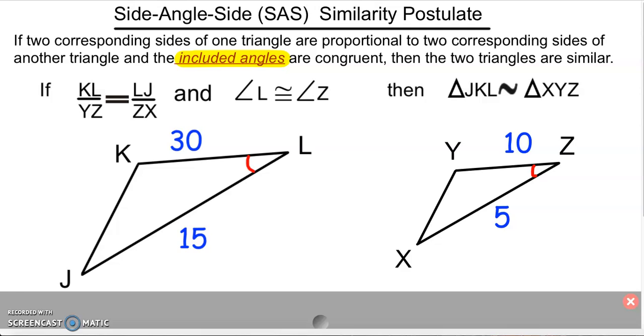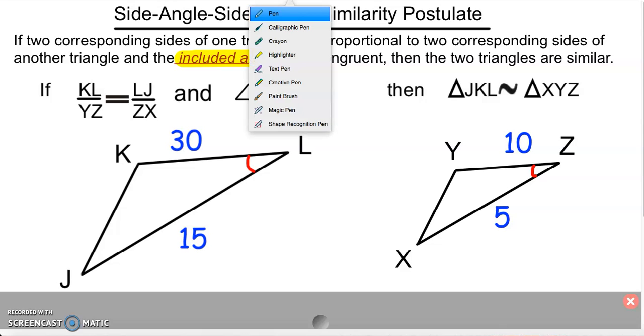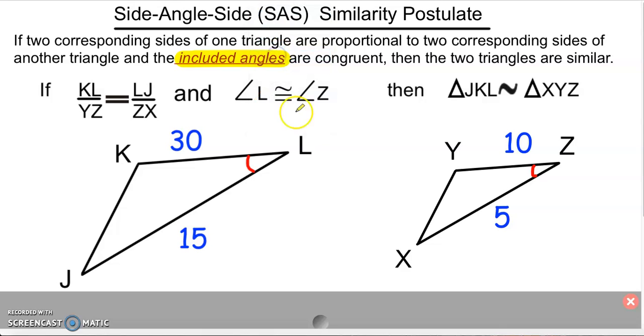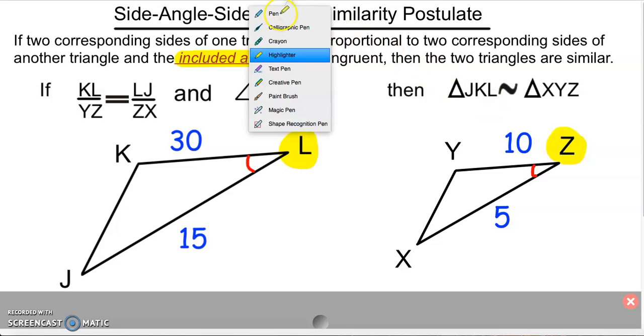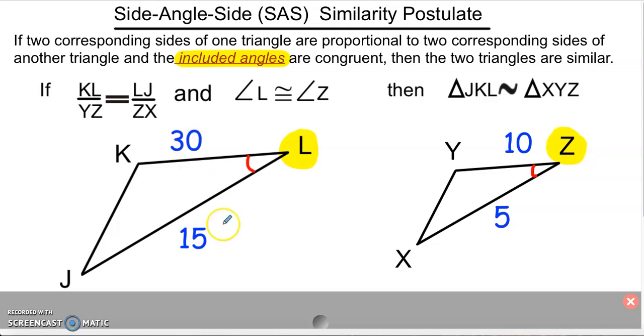All right, so now here is the side, angle, side shortcut. In this case, if I have two sides that are proportional with each other and an angle included between the proportional sides, then I'm going to have similar triangles. So in this case, I've marked angle L and angle Z congruent to each other, and then I need to check the sides around that to see if they're proportional.